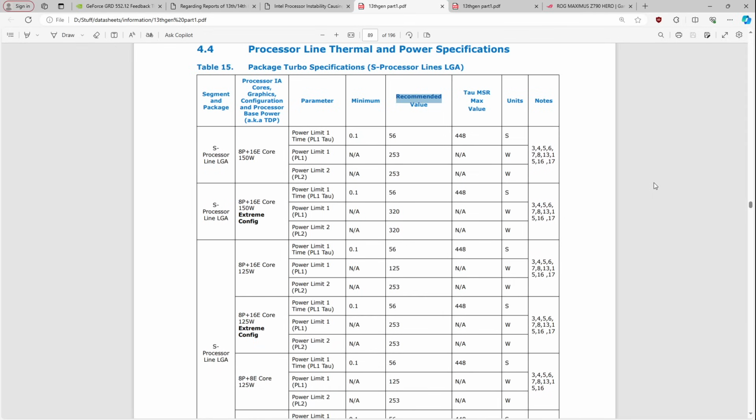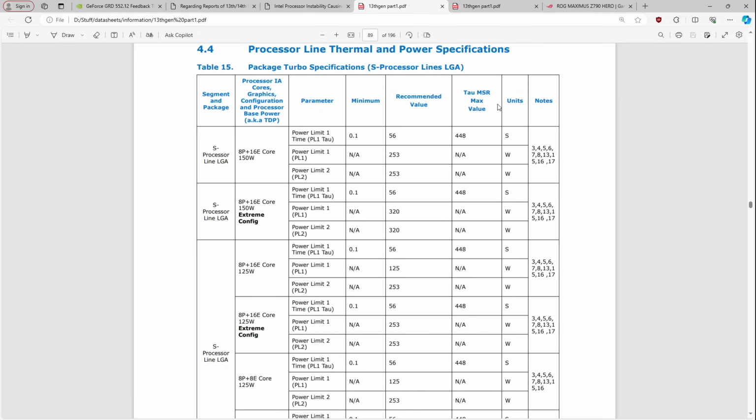Because if Intel wasn't fine with that, they would specify that the power limit has to be these numbers. But they don't. So that's why the power limits get set to arbitrary values by the motherboard manufacturers. That's the first thing: the power limits are whatever the motherboard vendors feel like, because Intel is actually just totally cool with that.